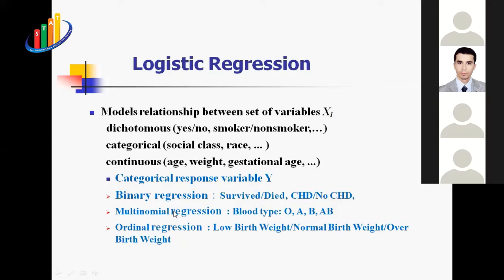If the response variable has multiple categories, like blood group, which has O blood group, A blood group, B, AB, then in this scenario, we will use multinomial regression. And when these categories have some kind of order, like birth weight of a child, low birth weight, normal birth weight, or overweight, then we will go for ordinal regression.